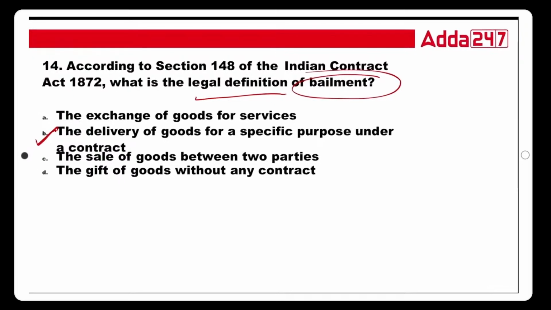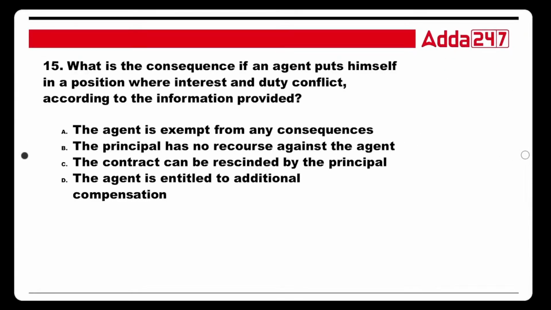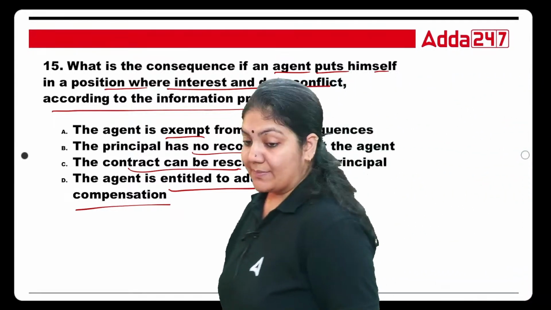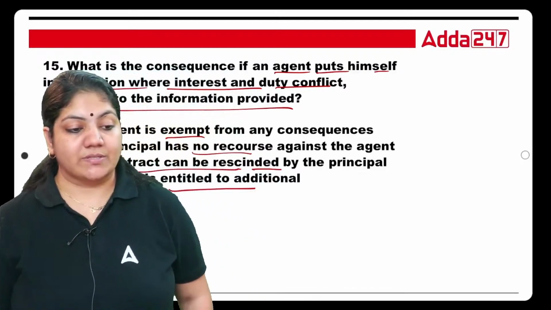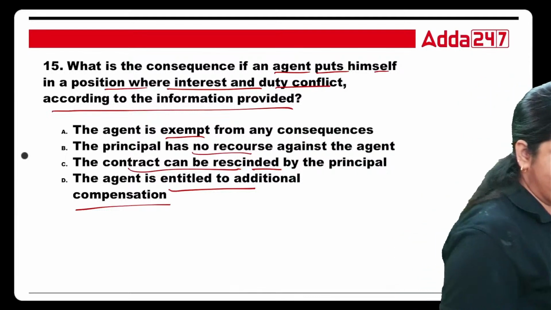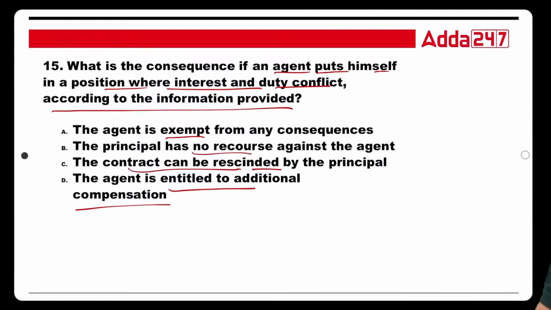Okay, next. What is the consequence if an agent puts himself in a position where interest and duty conflict according to the information provided? The agent is exempt from any consequence. The principal has no recourse against the agent. The contract can be rescinded by the principal. The agent is entitled to additional compensation. What is the right answer, class? Tell me. What is the consequence if an agent puts himself in a position where the interest and duty of the principal and agent conflict?